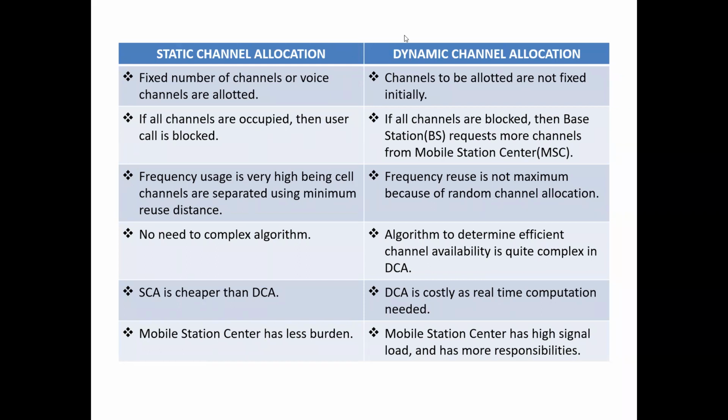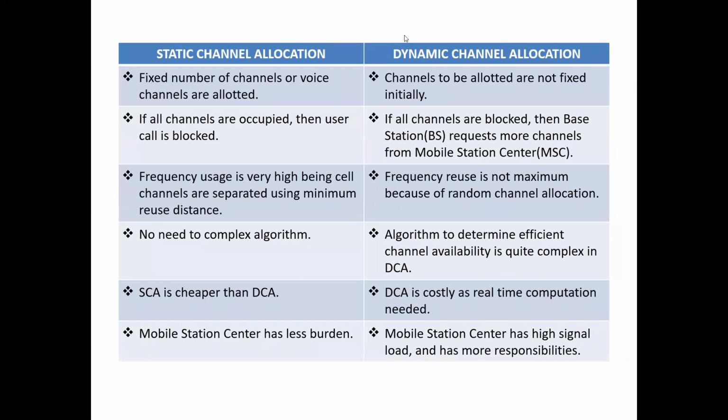And static channel allocation is cheaper than dynamic channel allocation, and dynamic channel allocation costs more as real-time computation is needed. And in static channel allocation, the mobile station center has less burden, and in dynamic channel allocation, the mobile station center has high signal load and has more responsibilities.